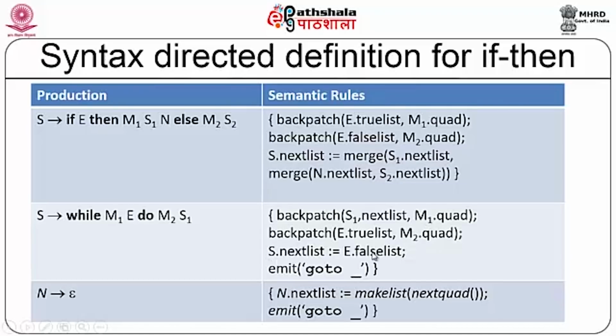S dot next list is equal to E dot false list, we already know that, and you have to emit a goto. This goto will be to begin, okay. So, that is dash here, which is an emit, simply a goto. That goto will be going to S dot begin. Okay. Now, that will be again nothing but S1's next actually, okay.